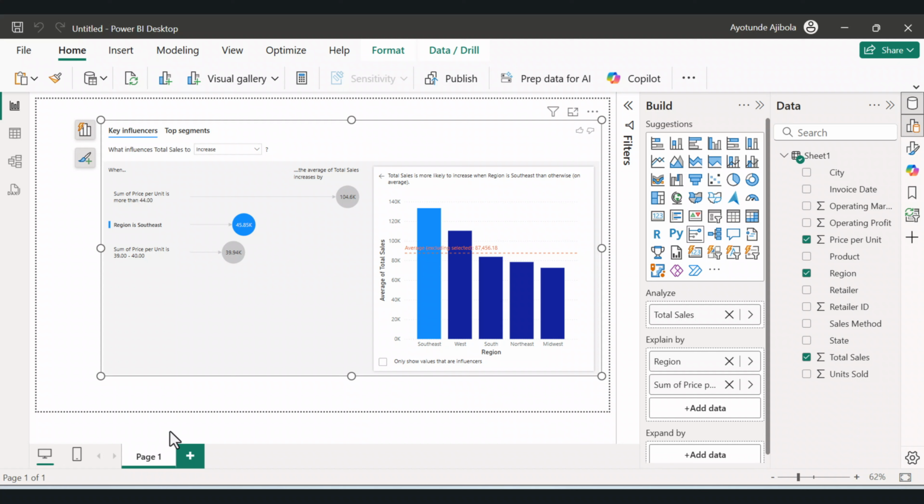The Key Influencers visual is an exceptional tool for moving beyond simple reporting and into true analysis. It automates the complex statistical work required to determine causality, allowing you to quickly and confidently answer the why questions that drive strategic business decisions.